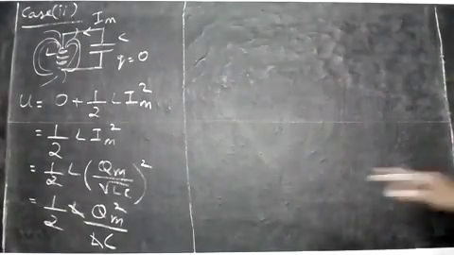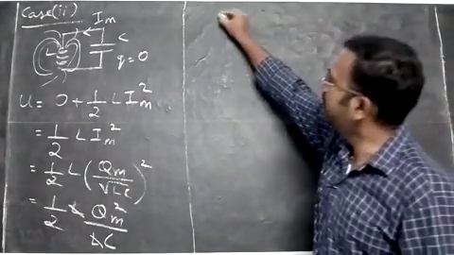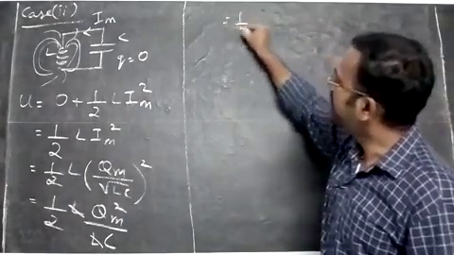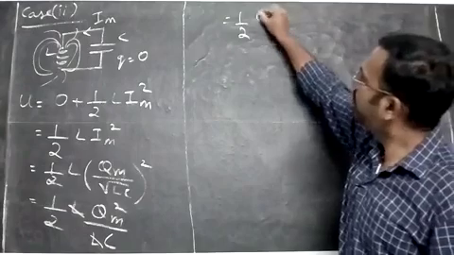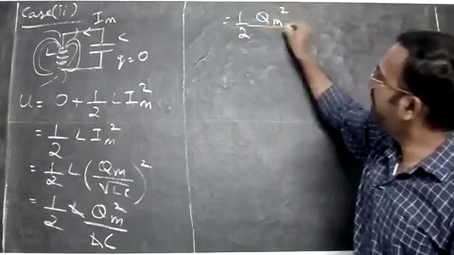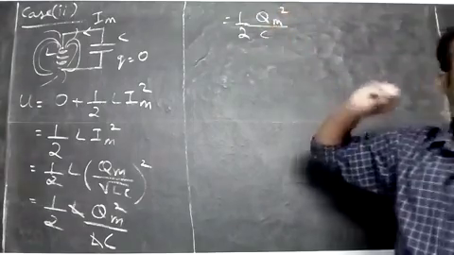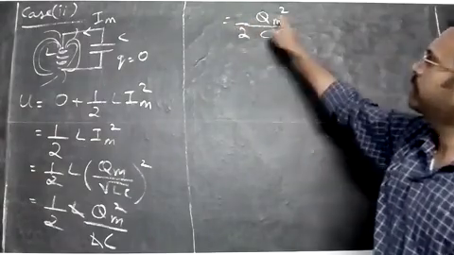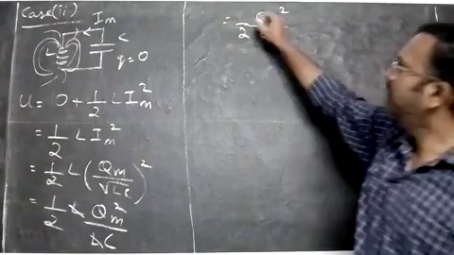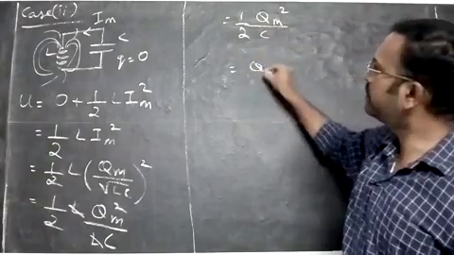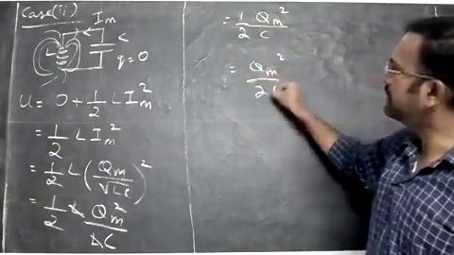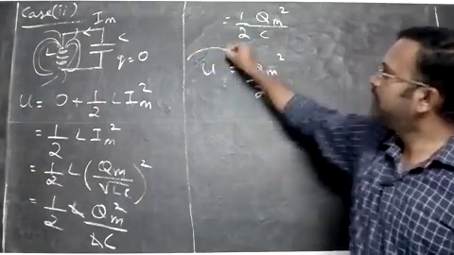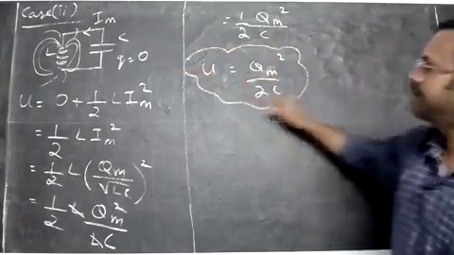So let's continue this now. So what you get here on the right side is half into Qm square divided by C. This half into this term, you can take out the half also. So you get Qm square by 2C. So you can write one more line: Qm square divided by 2C. This will be the energy here. The first time also we got the same answer.